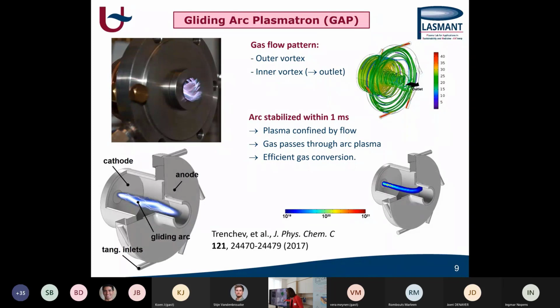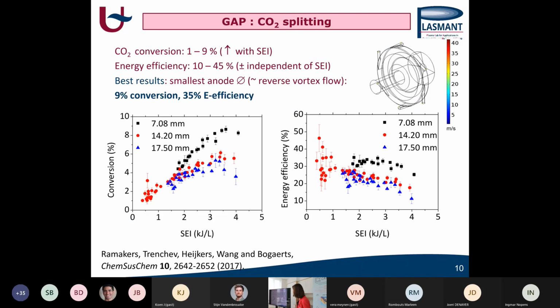Now the arc is formed and stabilized within around 1 millisecond and is confined by the flow in the center. And in the ideal case, the inner vortex flows exactly through the hot plasma in the center, so that there is efficient gas conversion. So that is the specific design of this gliding arc plasmatron. Now here are some results, and here you see an animation. You see the gas flowing through the outer vortex and then in the inner vortex.